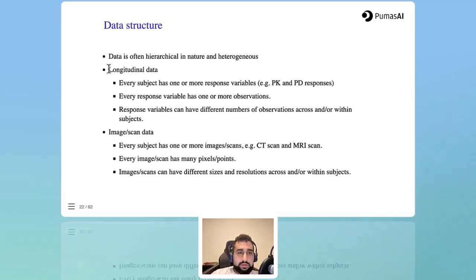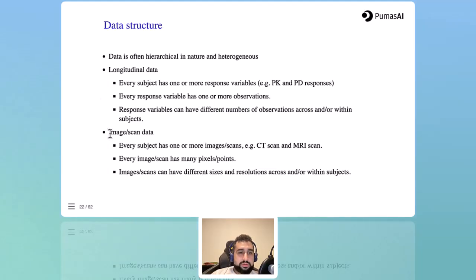Now, the data is longitudinal. As we said, each subject has one or more response variables, for example, PK and PD, maybe survival or time to event data. Every response variable can have one or more observations, and response variables can have a different number of observations either across or within the subject. So that's the same point that we just mentioned.